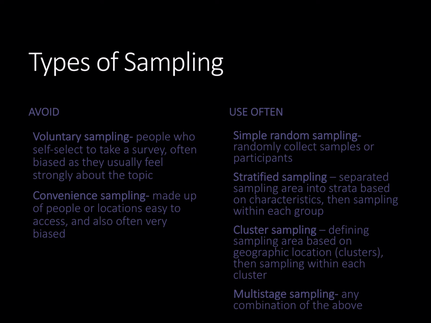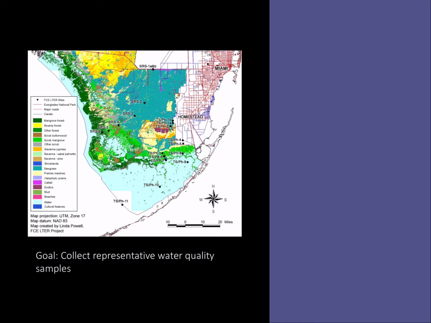And the last of the types of sampling methodology we're going to talk about is multi-stage sampling. And this really means any sort of combination of sampling methods. So it might mean doing stratified sampling and then doing simple random sampling within each strata, or likewise doing cluster sampling and then doing simple random sampling within each cluster.